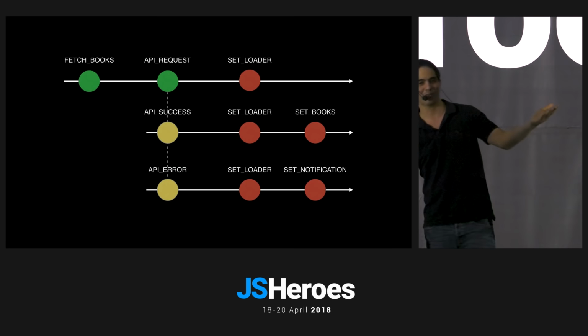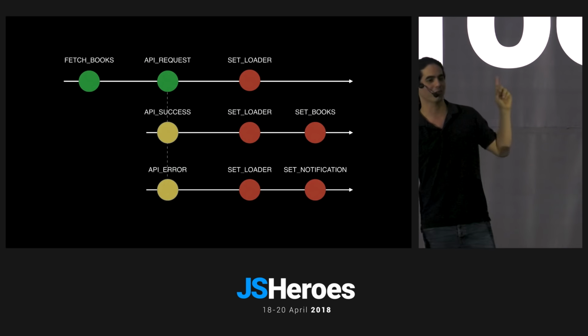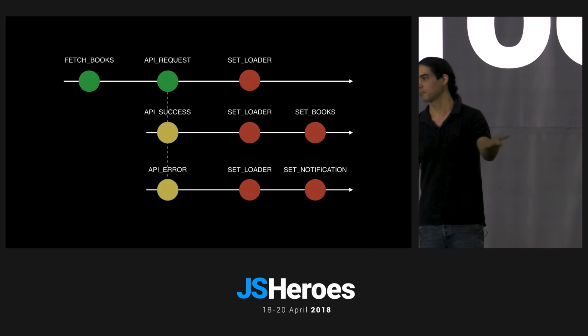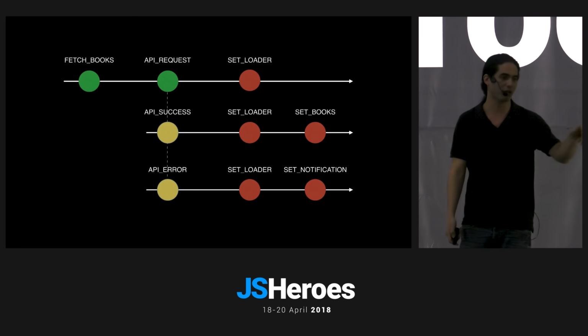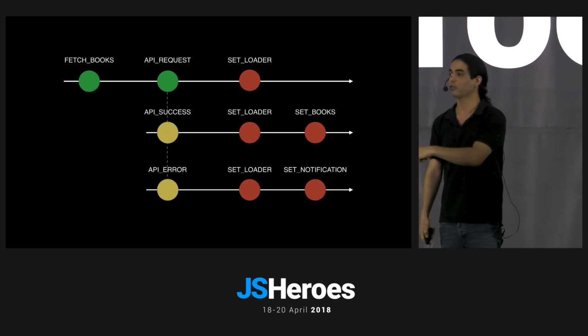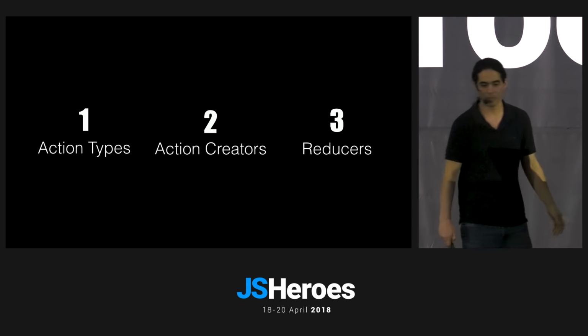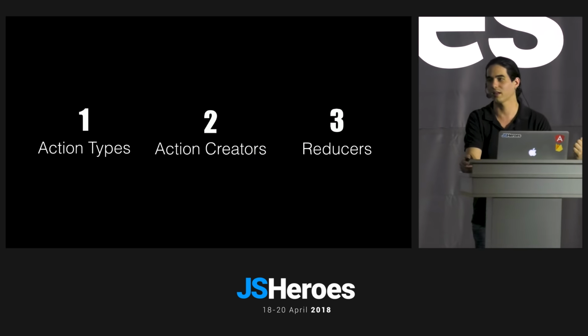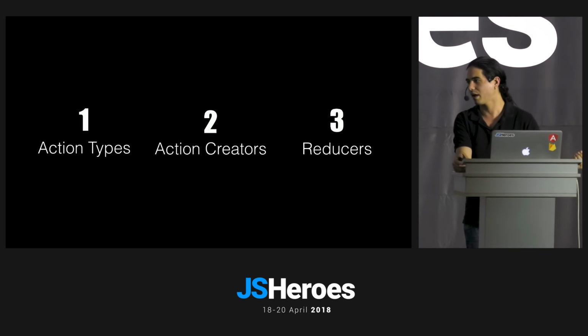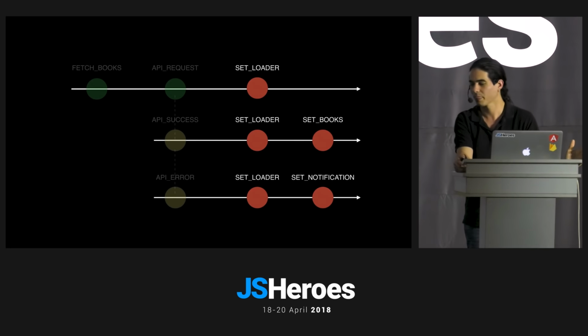Why do I care about it? Because right now, just by looking at this diagram, I can implement most of my app. Do you agree? I can create all of my actions. I can create all of my action creators right now. I can implement all the reducers. So I can define my action types, I can create my action creators, I can implement the reducers just by thinking and dividing my actions into different types.